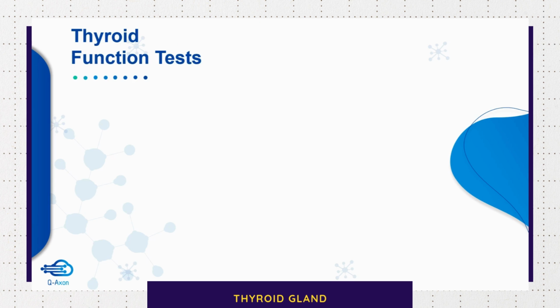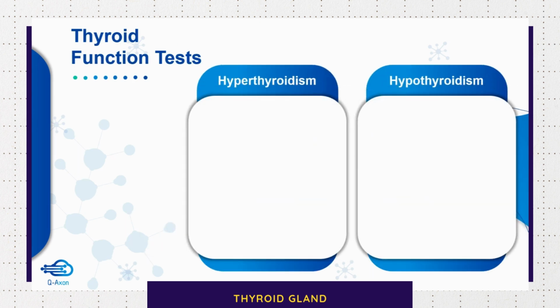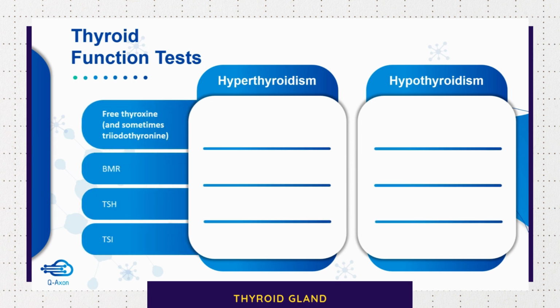Some of the parameters in thyroid function test which help us to diagnose hyper and hypothyroidism are free thyroxine, basal metabolic rate, thyroid stimulating hormone, and thyroid stimulating immunoglobulins. In hyperthyroidism, free thyroxine level is increased, whereas it's decreased in hypothyroidism. Basal metabolic rate is plus 30 to plus 60 in hyper, whereas it is minus 30 to minus 50 in hypothyroidism.